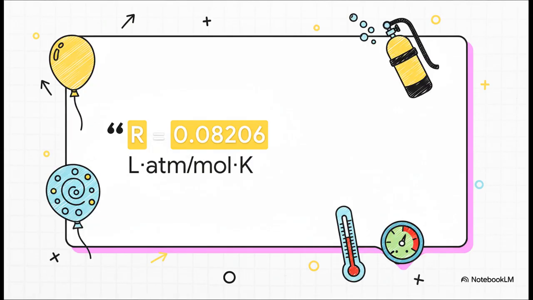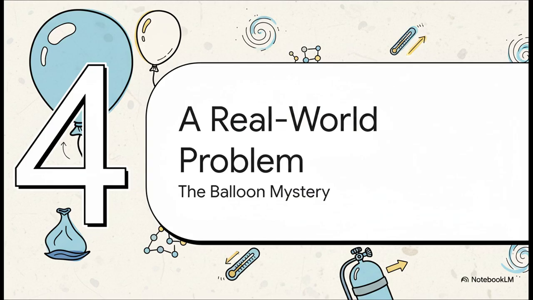And what about that R in the middle? That's the ideal gas constant. You can think of it as the magic conversion factor. It's this universal number that makes sure all our different units, liters, atmospheres, moles, and Kelvin, all play nicely together in the equation. All right, this is all cool in theory, but can we actually use this formula to predict something in the real world?